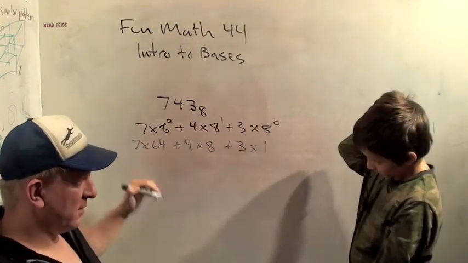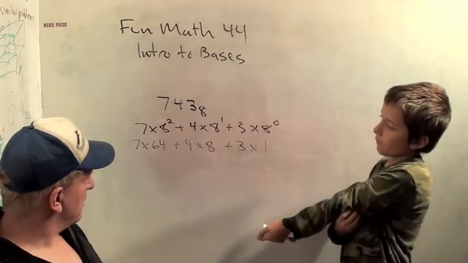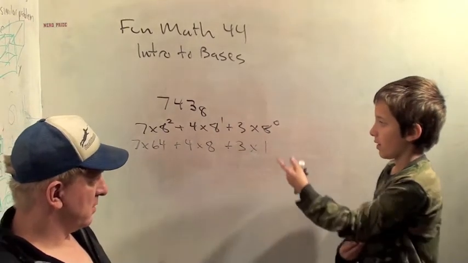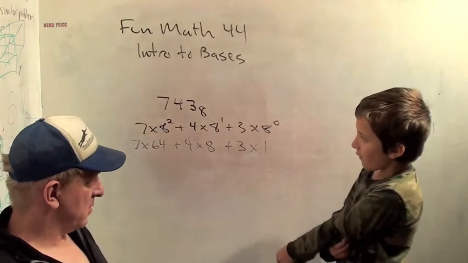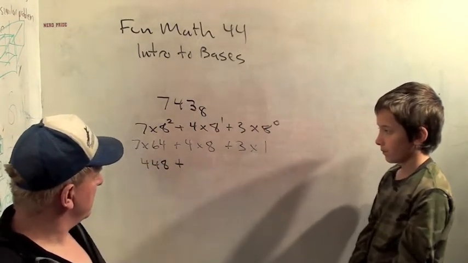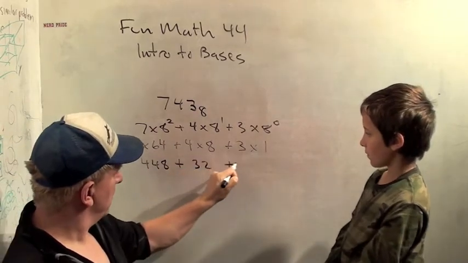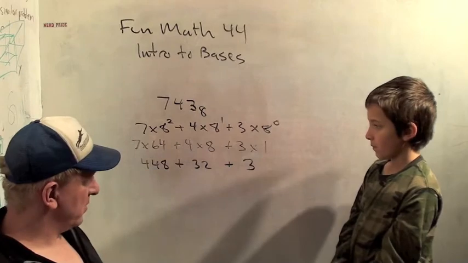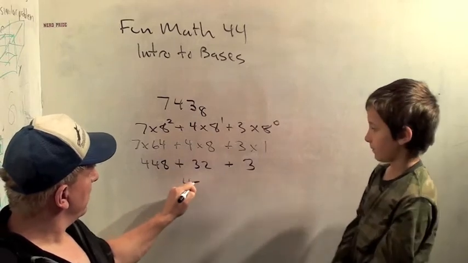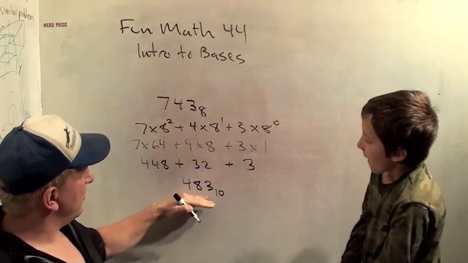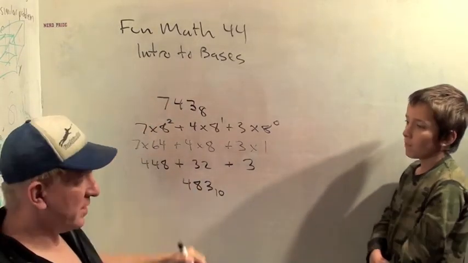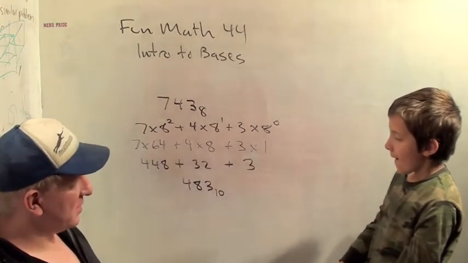Okay, 7 times 64 is? 420. 7 times 60 is 420, plus 7 times 4 is 28, so it's 448. 448 plus 4 times 8 is? 32. 32 plus 3. Okay, what's 448 plus 32? It's 480. 480 plus 3 is? 483. Okay? So in base 10, the number 483 is the same as the number 743 in base 8. Those are the same number. They mean the same thing.